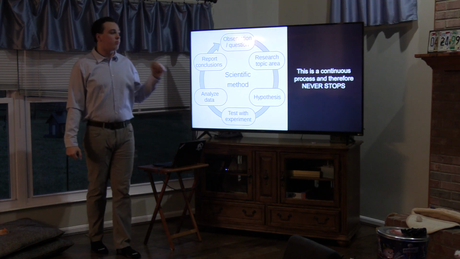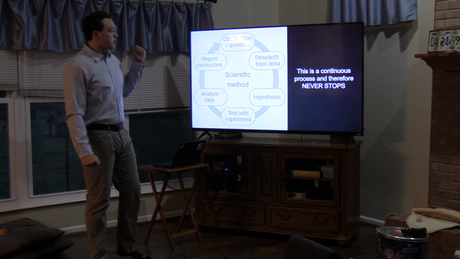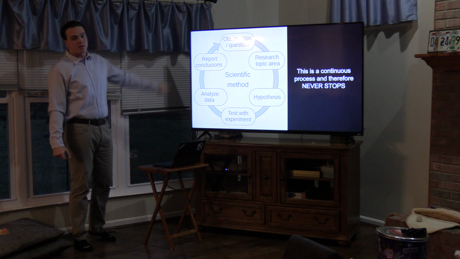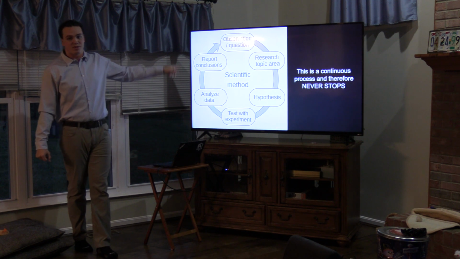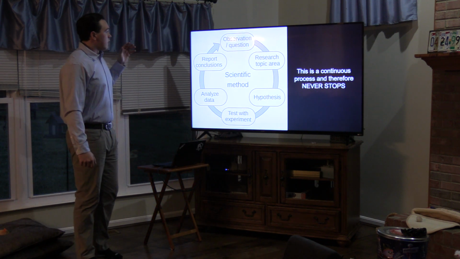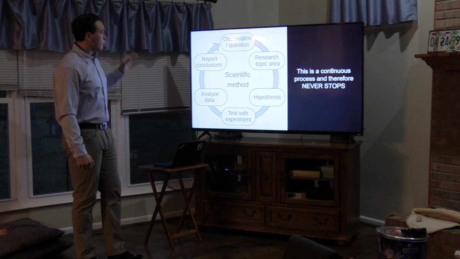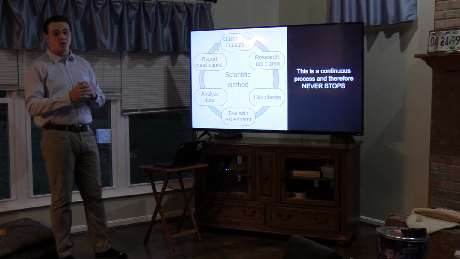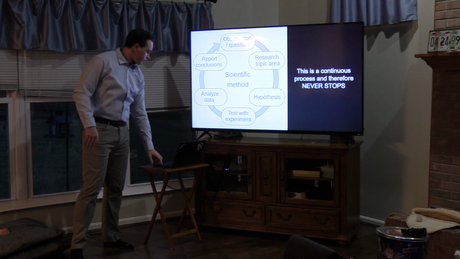Now, the most important part of this is a continuous process and therefore never stops. So you keep going around in circles forever and ever, and that's why this is so complicated. The second thing, we never prove anything when we're talking about the scientific method. We just rule things out.